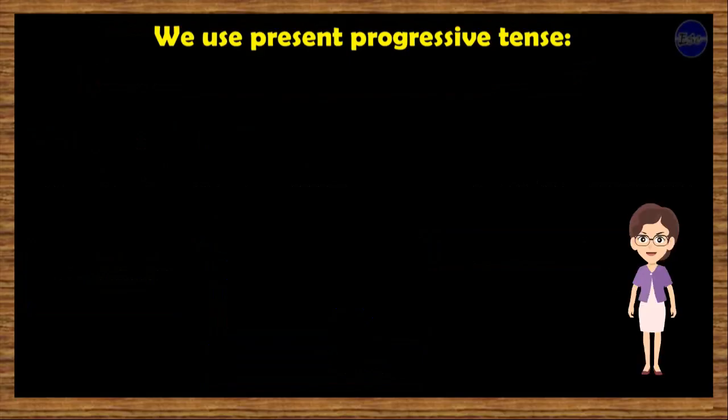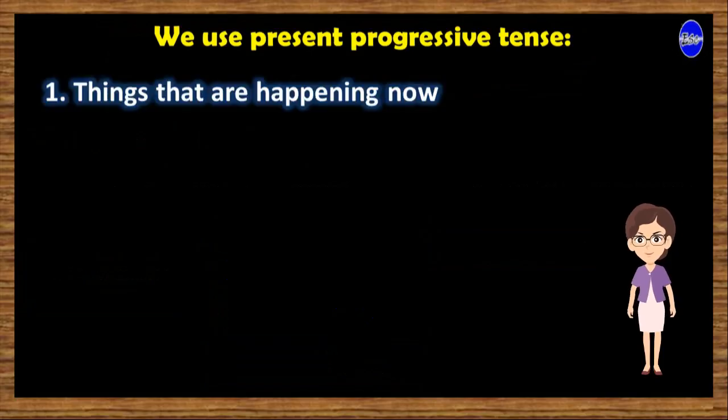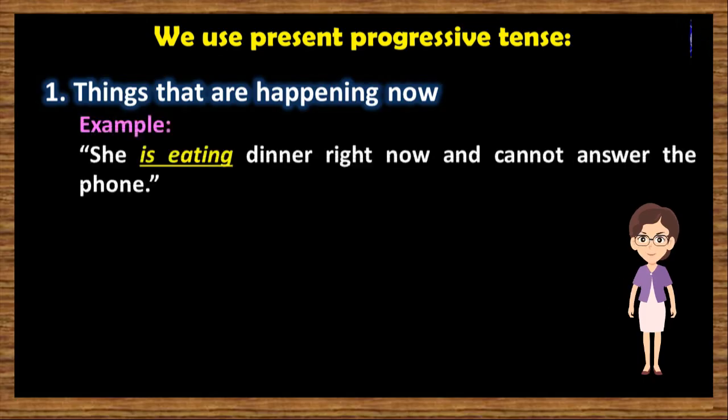Alright, now let's discuss when to use present progressive tense in specific. 1. We use present progressive tense for things that are happening now. You can use the present continuous to describe immediate events taking place in the current moment. For example, she is eating dinner right now and cannot answer the phone.